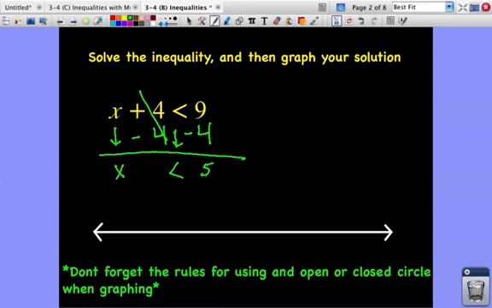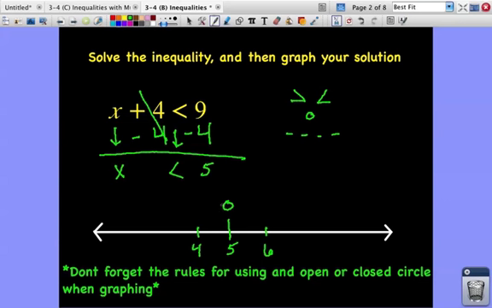Now we just need to graph that. First thing we need to remember is whether we're going to use an open or closed circle when graphing. I think I drew some faces for you guys last time. If you draw this face right here, less than, greater than symbols with an open circle and a dashed line, that's showing us that if it has this symbol, then it's going to use an open circle. So we're going to start at 5. Over here would be 4, over here would be 6. So I'm going to do an open circle on 5.